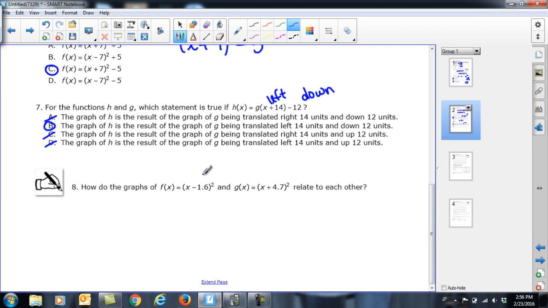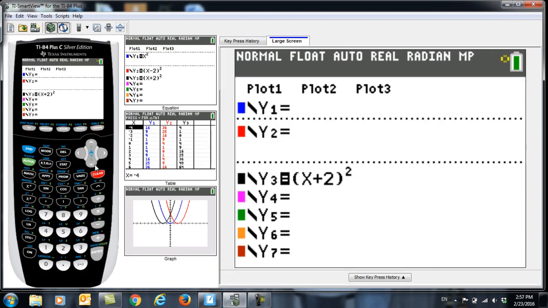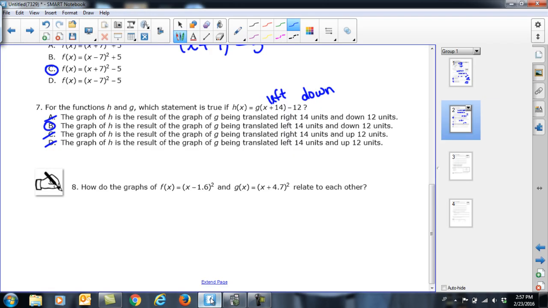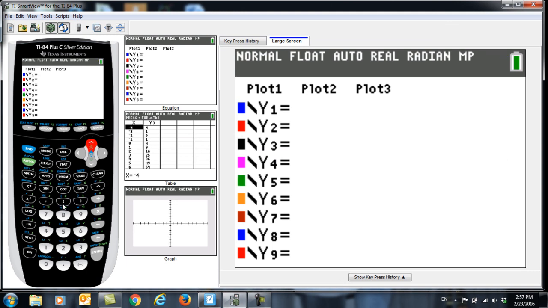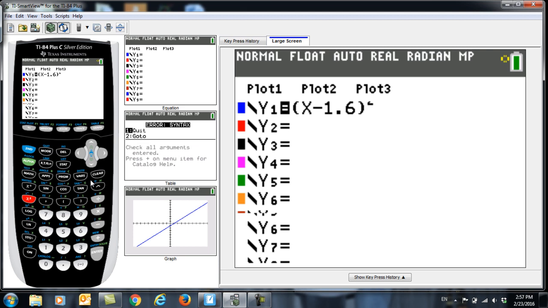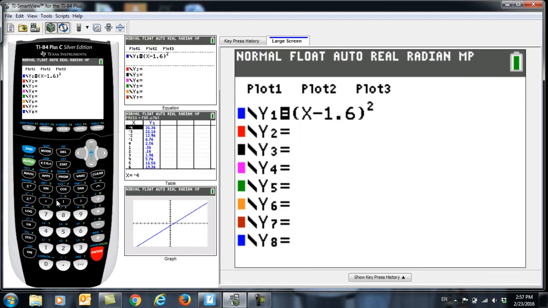So the next question I have, how do these compare? x minus 1.6 quantity squared and x plus 4.7 quantity squared. How do they relate to each other? Well, I'm just going to look at them on my graph. So I'm going to go to y equals. I'm going to clear out everything that's in here and put in those two functions. So I'm going to do my x minus 1.6 squared, and then I'm going to do my x plus 4.7 squared.